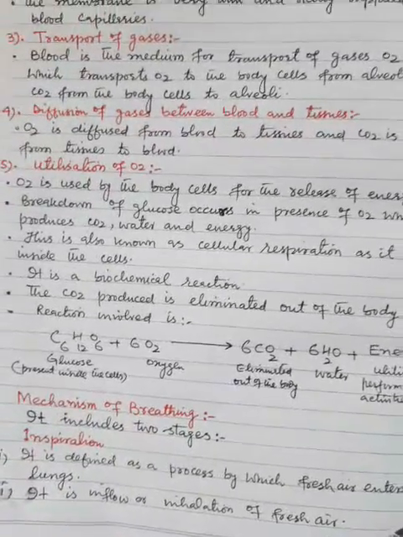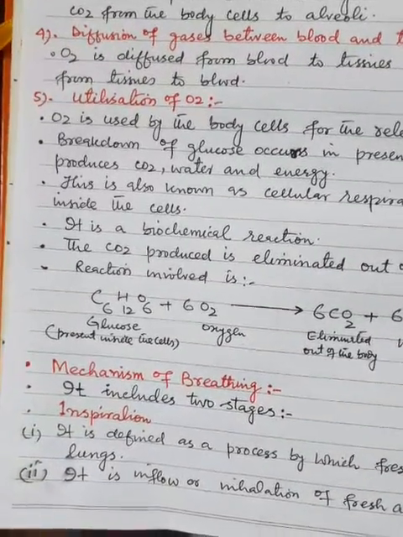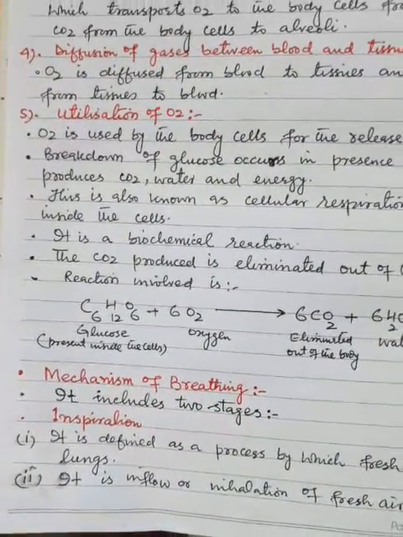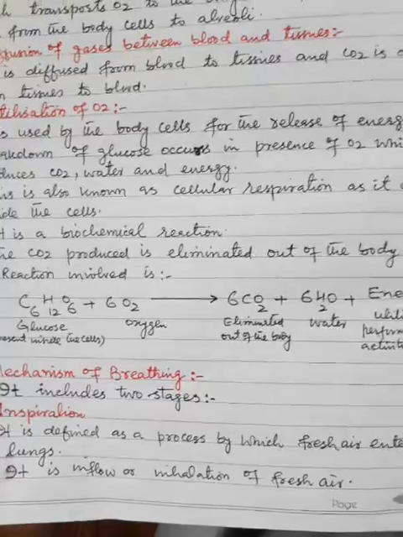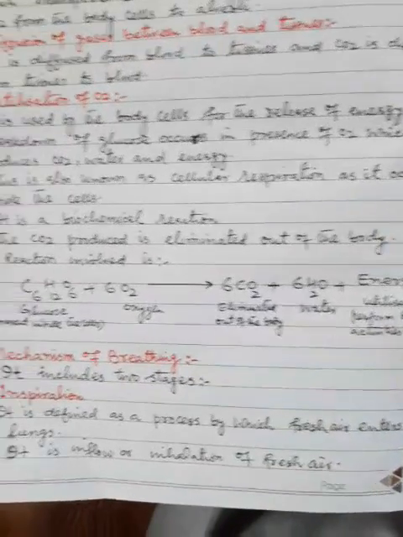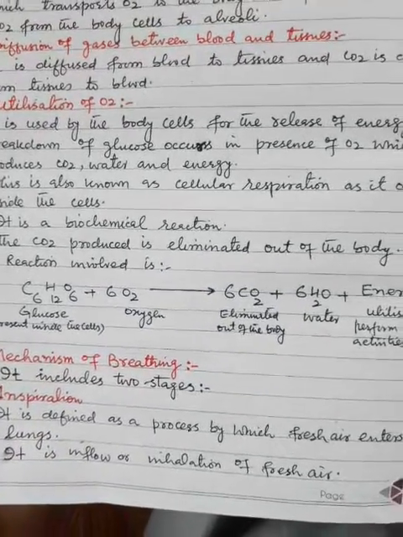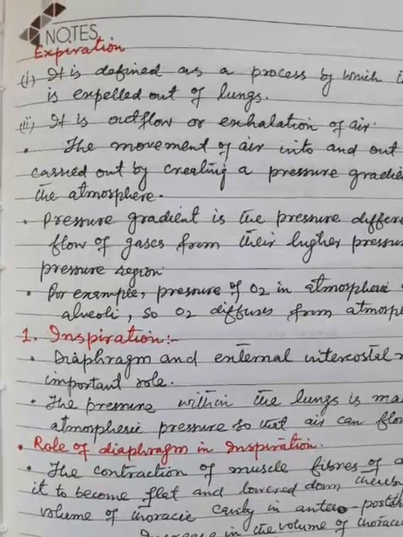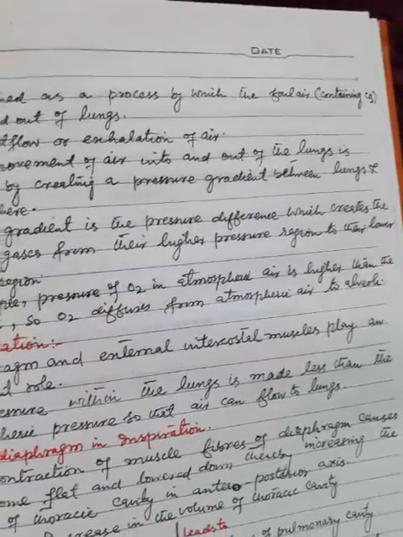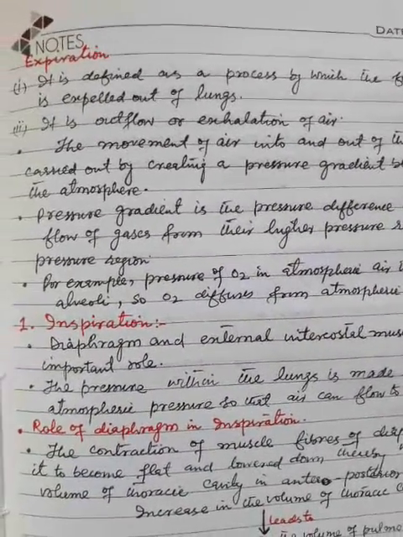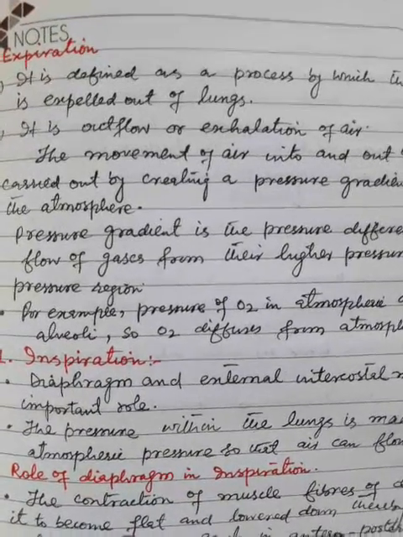Now, the mechanism of breathing. The mechanism of breathing includes two stages: one is inspiration and the second is expiration. Inspiration is defined as a process by which fresh air enters the lungs. It is inflow or inhalation of fresh air. Expiration is defined as a process by which the foul air, that is air containing carbon dioxide, is expelled out of the lungs. It is outflow or exhalation of air.